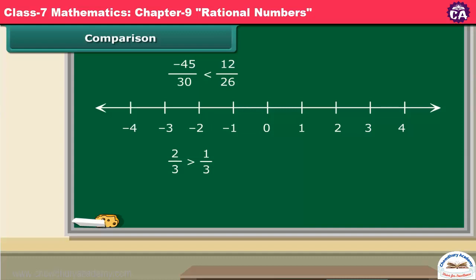Correct. Therefore, 2 by 3 is greater than 1 by 3. Similarly, minus 1 by 3 is greater than minus 2 by 3 because minus 1 by 3 comes right to the minus 2 by 3.